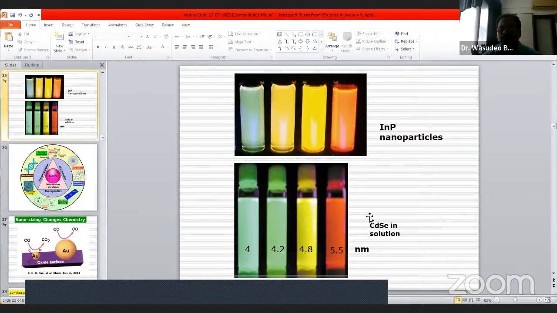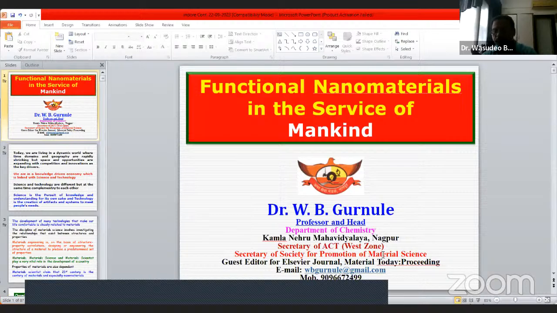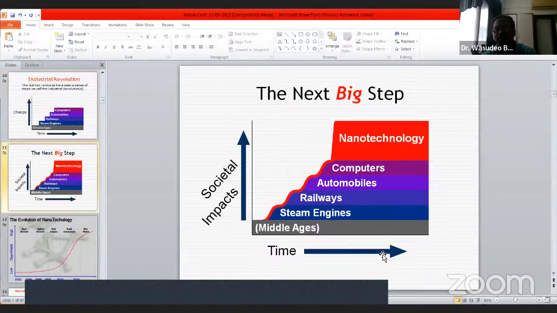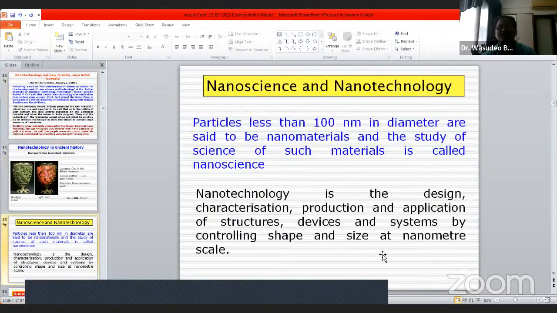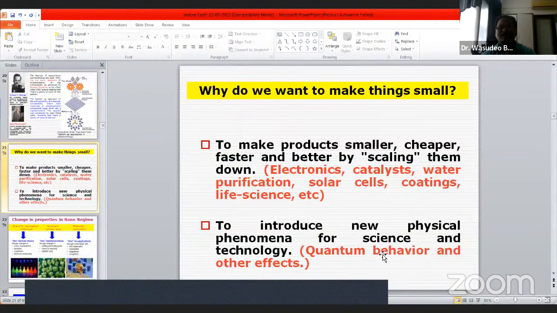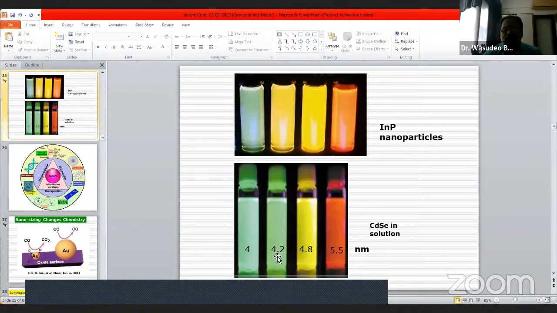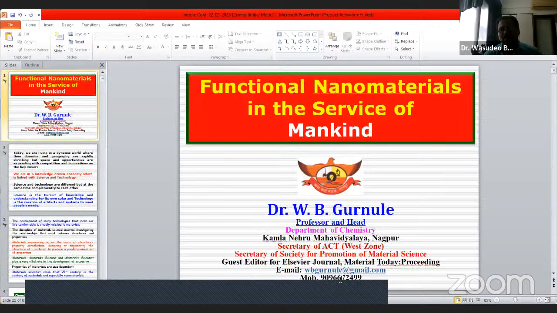These are solutions of indium phosphide, and this is cadmium selenide. See, the pH is 4. Here the size is 4, and different sizes are shown here, showing different colors: 4.4, 4.2, 4.8, 5.5 nanometer is the size of the solution. See this orange type color and the different ones.